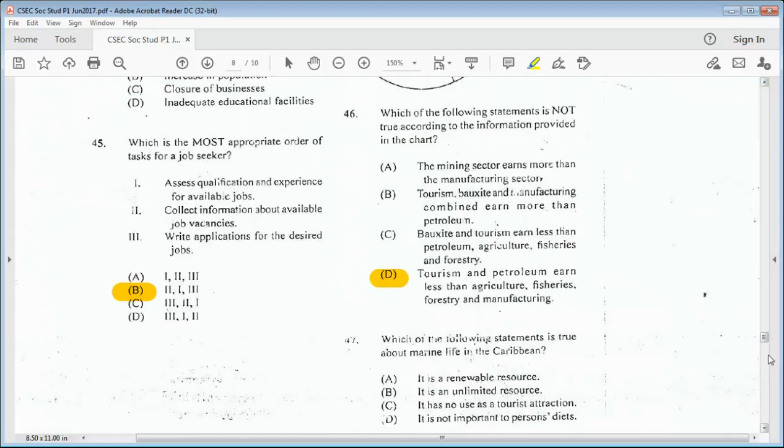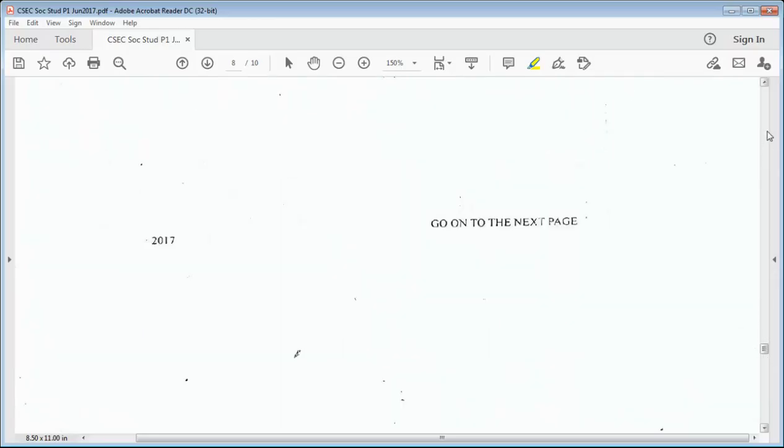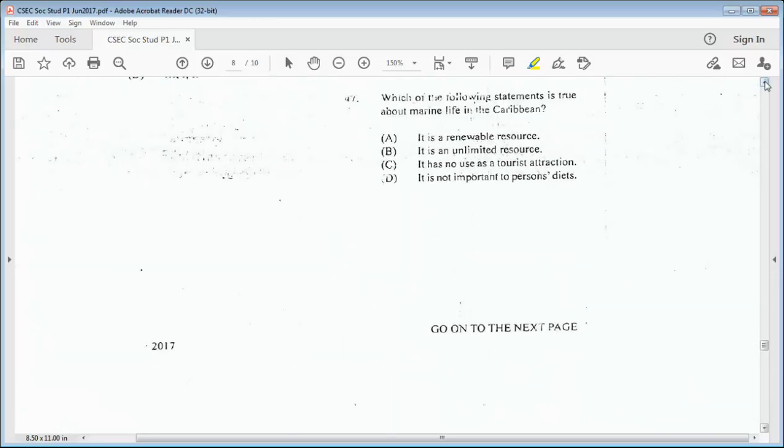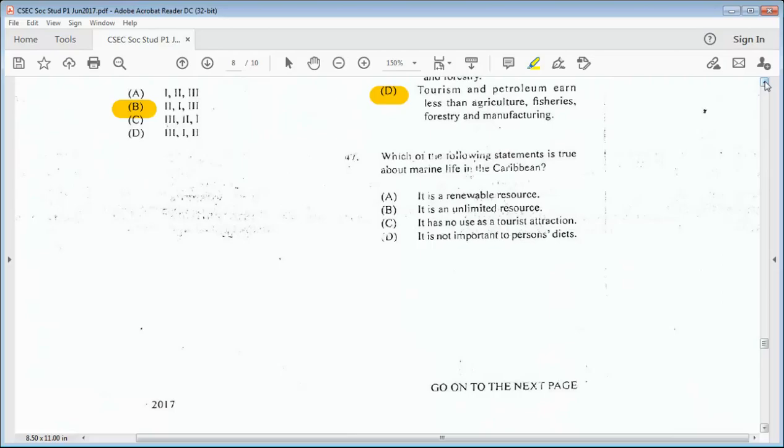Which of the following statements is true about marine life in the Caribbean? It is a renewable resource. It is an unlimited resource. It has no use as a tourist attraction. It is not important to persons' diet.